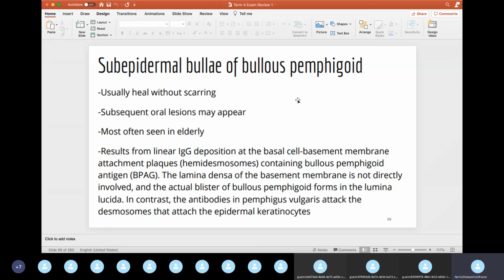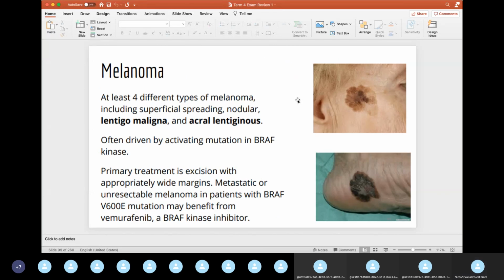What can we see in the stain for bullous pemphigoid? You can see a thickened separation in the epidermal-dermal junction, okay? For melanoma, don't forget ABCDE of melanoma, asymmetry, right? Those kinds of things. You talk about lentigo maligna and acral lentiginous, yes or no?